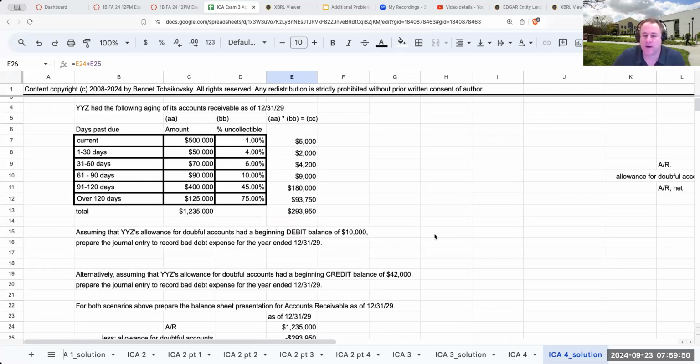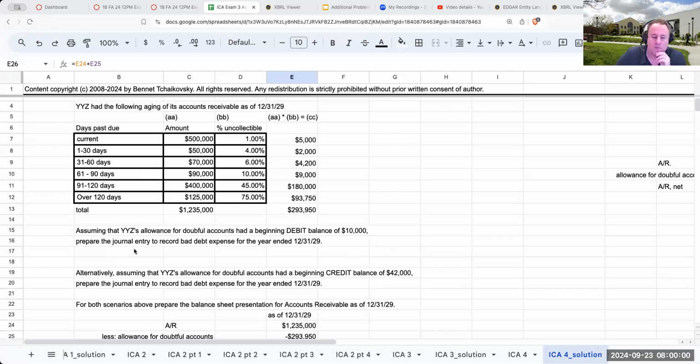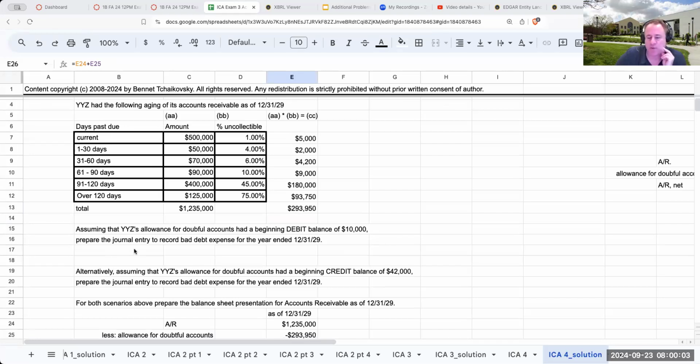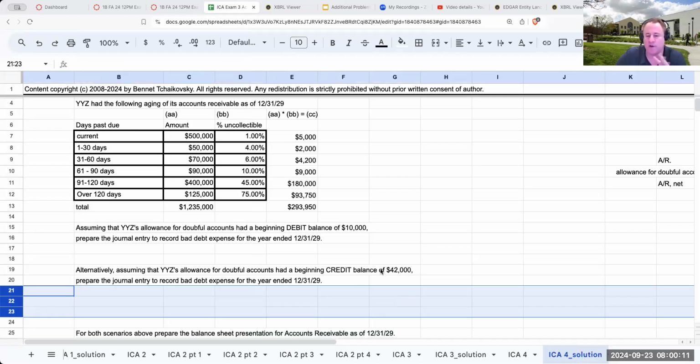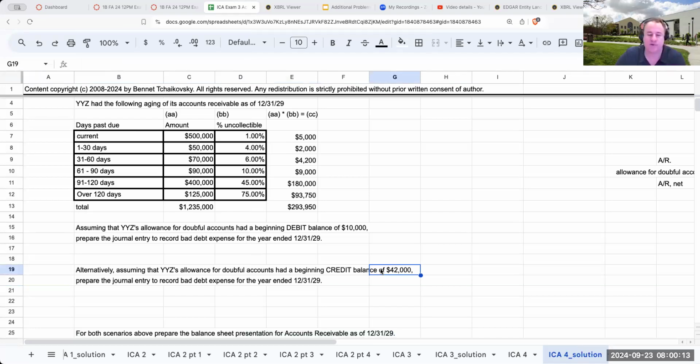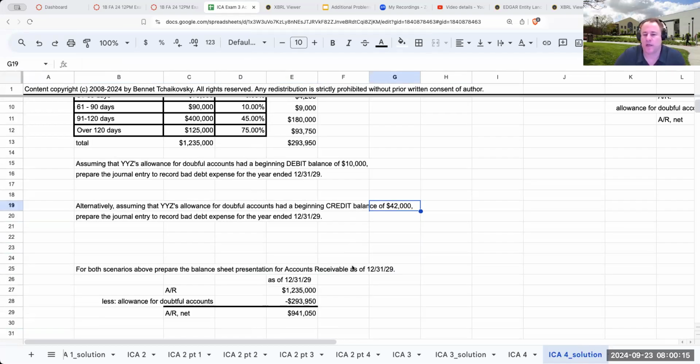So after the allowance. Coming over here, assuming that the allowance for doubtful accounts had a beginning debit balance of 10,000, prepare the journal entry to record bad debt expense for the year ended 12/31/29. And then this question has a different scenario: if it was a credit balance of 42,000, prepare the journal entry.